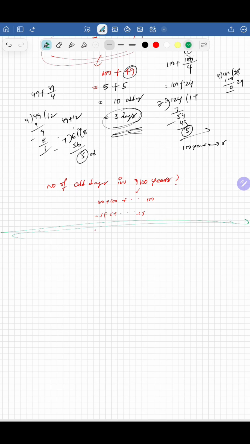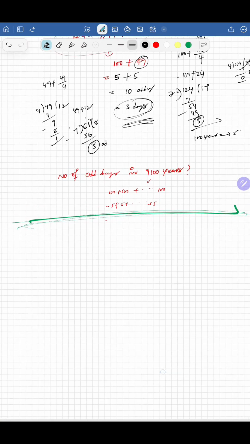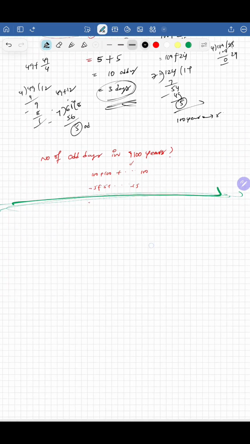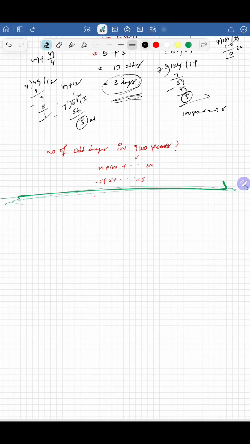Up to here it is a different method. Here I'm going to explain one more important topic. It's not a topic, it is an extension of this question. For suppose in 100 years, how many odd days are there? 5 odd days.